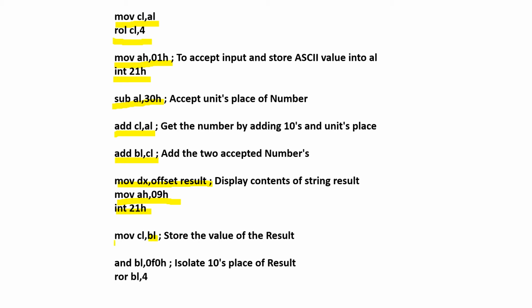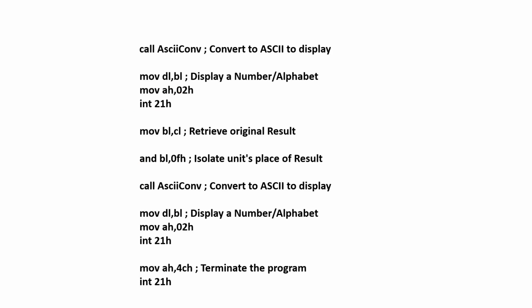That is, mov cl, bl. Store the value to the result CL. Then, isolating the tens place of the result, we use and bl, 0f0h, rotate right bl, 4. Then we call a procedure: call ASCII converter. Then mov dl, bl. The value of BL is stored to DL.